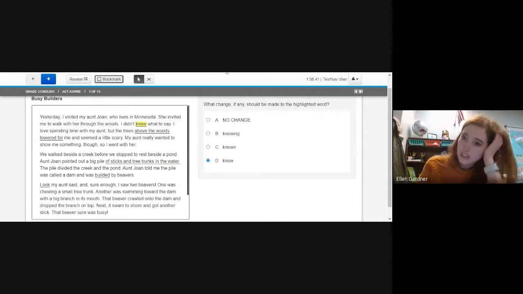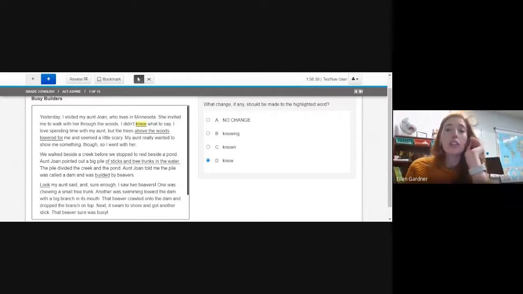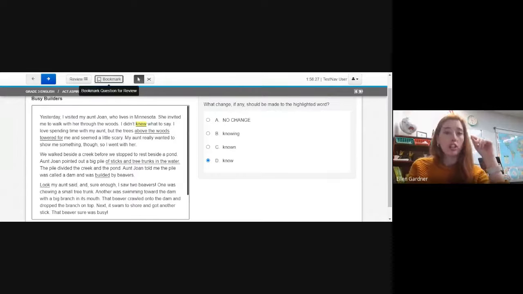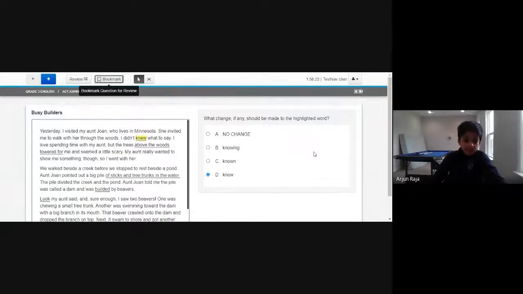So here is an example of a grammar question that you might have. Arjun, would you read the question and the responses? Yesterday, I visited my Aunt Joanne, who lives in Minnesota. She invited me to walk with her through the woods. I didn't new, so this is actually supposed to change to no. What change should be made to the highlighted word?